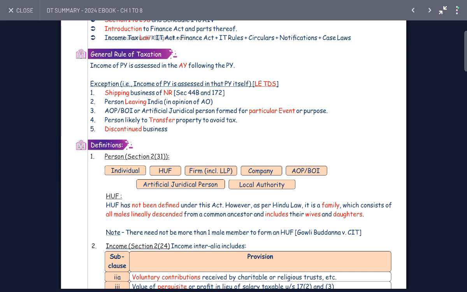Income tax of the previous year is assessed in the assessment year. Exemption: the income tax of the previous year is assessed in the previous year itself, in the case of shipping business and non-residents, section 44AB, section 172.